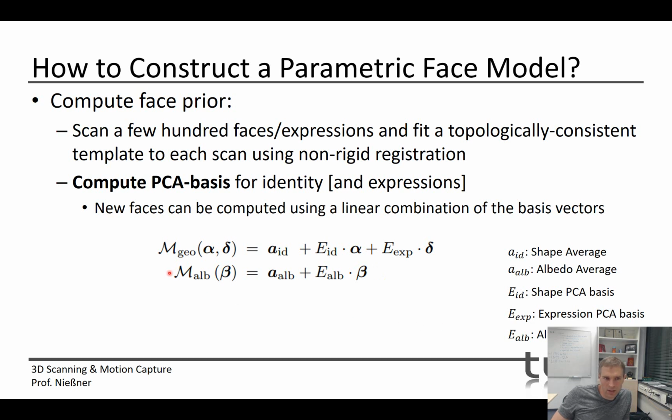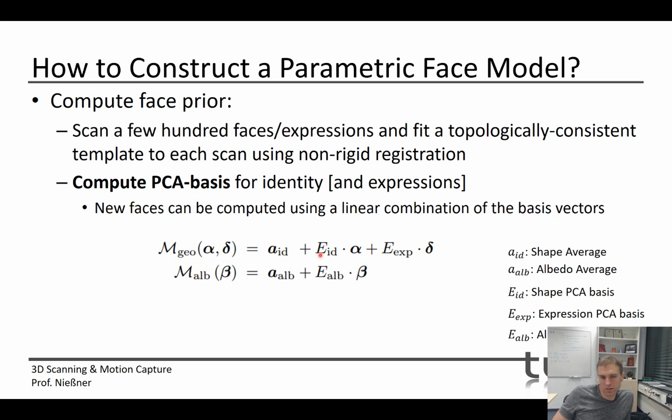Let's do the albedo first, that's just a little bit easier. The albedo just takes the beta as input. These are our coefficients for the albedo PCA. And the albedo PCA is nothing else but the E-alb here. These are our albedo PCA basis vectors. It's just the eigenvectors in the albedo space. Then you multiply them with the respective coefficients, and you can produce new albedos at the end of the day. For the geometry, it's a little bit more complicated, because now we have both shape and expression coefficients.